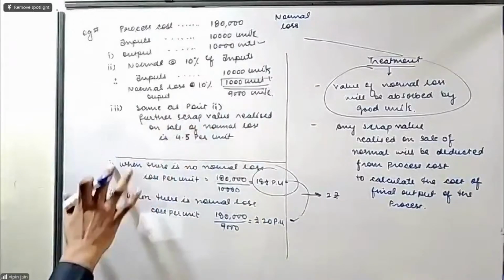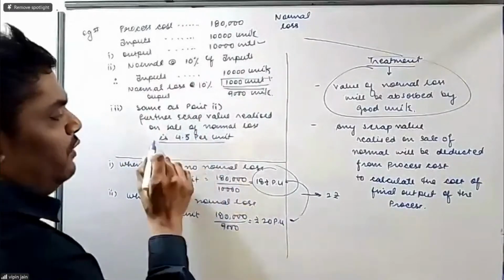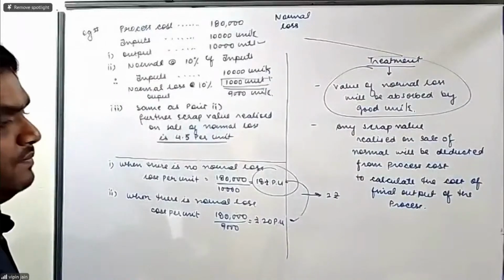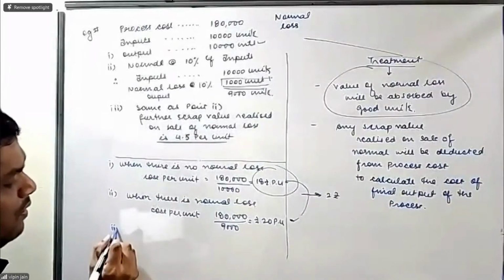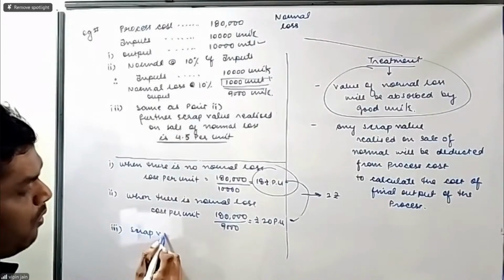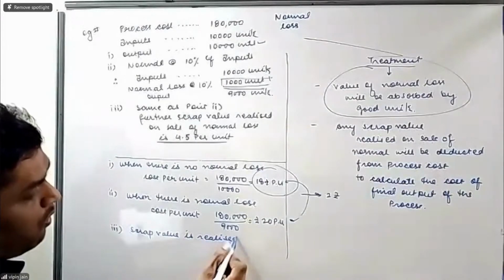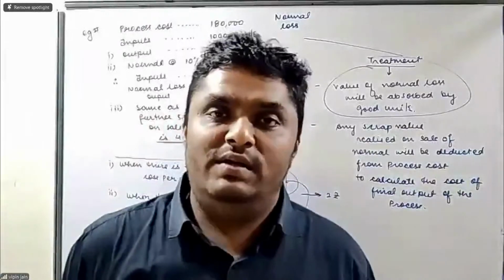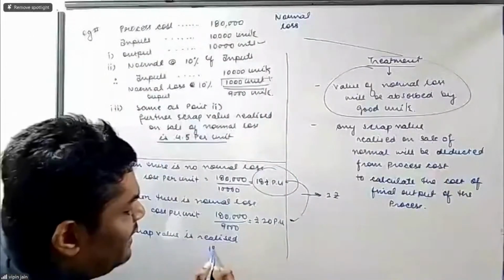Same as 0.2 means there is a normal loss of 10% of input, and further the scrap value realized on sale of normal loss is how much? 4.5 per unit. So now, my process cost is 1,80,000. My process cost is how much? 1,80,000.